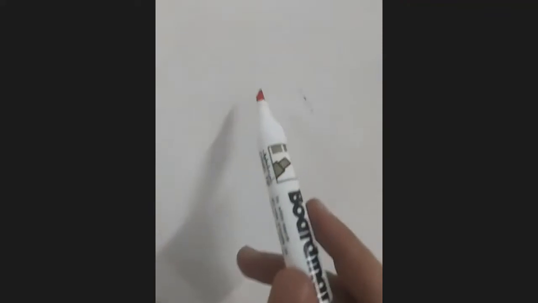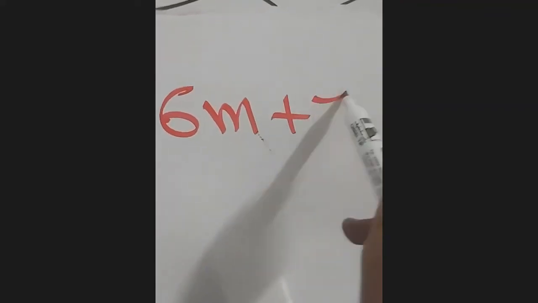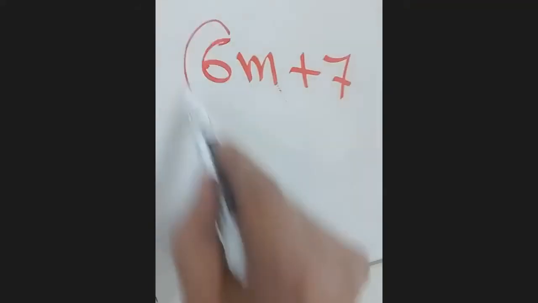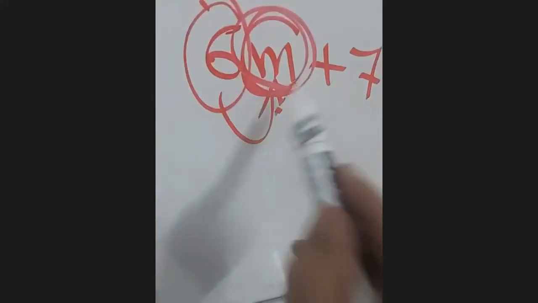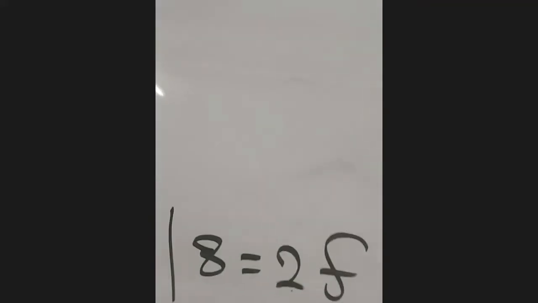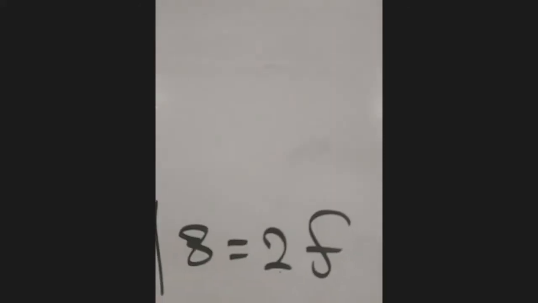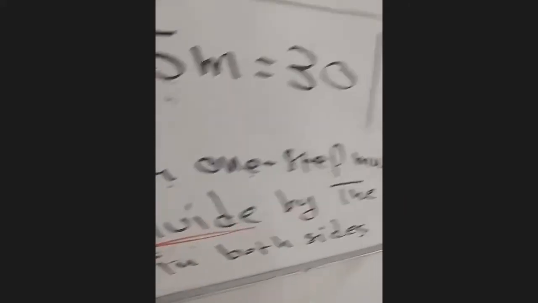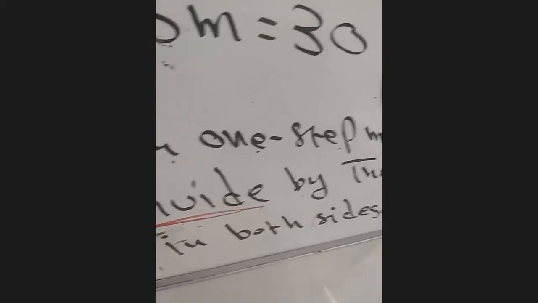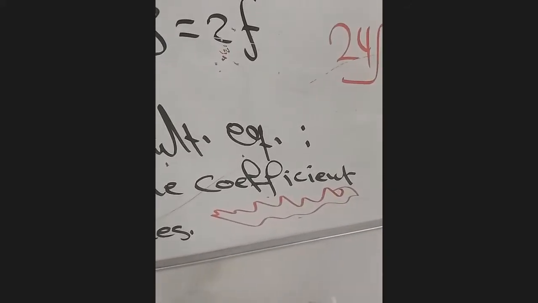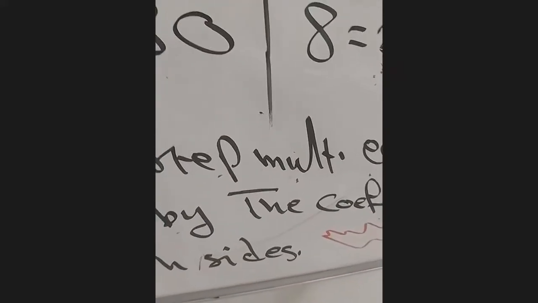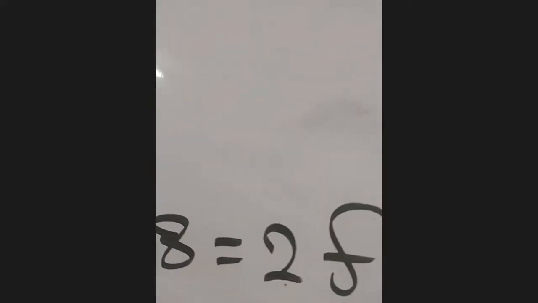The coefficient is the number which is multiplied by the variable. Got it? Got it. Now look here at the board. 6m plus 7. Where is the coefficient here? 6. The number which is multiplied by the variable. Don't forget that. Here, where is the coefficient? 2. So what I will do, read. Divide by the coefficient in both sides. Divide by the coefficient in both sides.